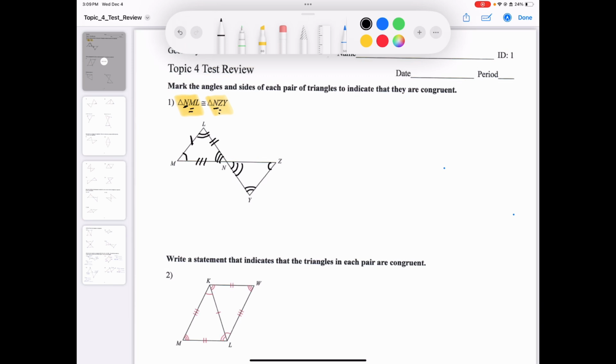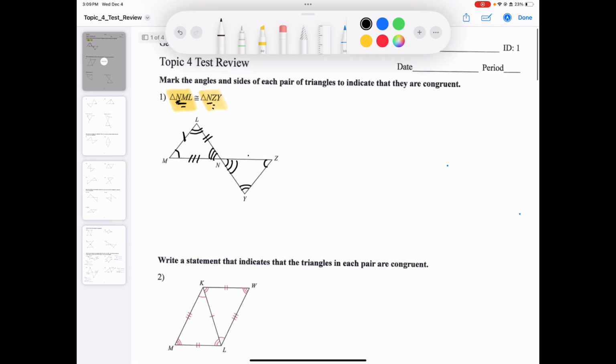So if I look at the next one I've got MN. So side MN has 3 marks. So side NZ has to have 3 marks as well. Side ML has 1 mark. Side ML are the second and third letters, so ZY has to have 1 tick mark. And that makes 2 tick marks for that one. So those are good to go.